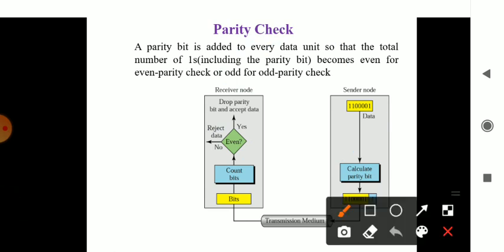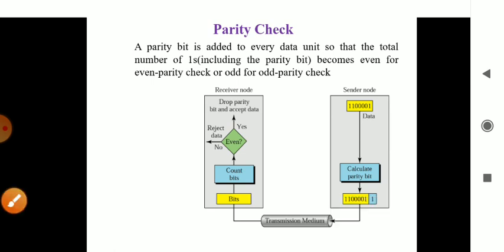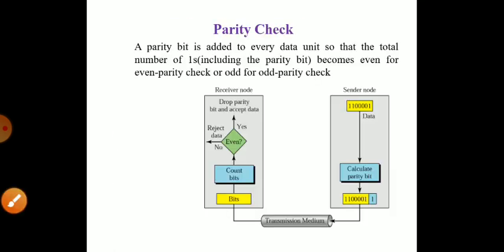Whether it is even parity checking or odd parity checking, at the end a bit is added. If it is even, then at the end it is 0, and if it is odd, at the end a 1 is added. That checking will happen and it will be passed when it is counted.